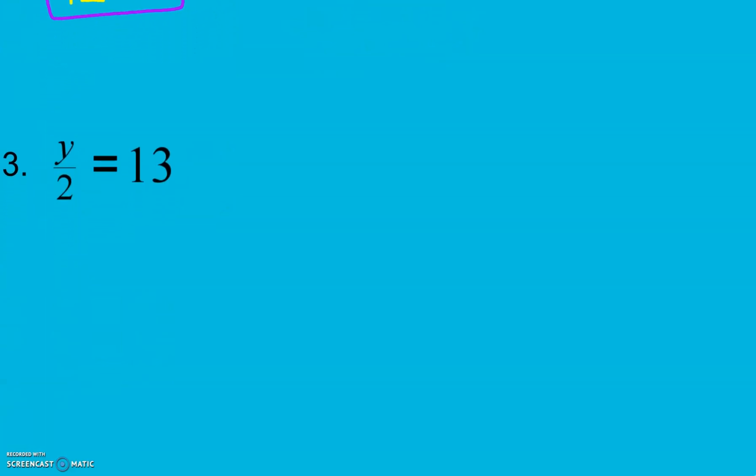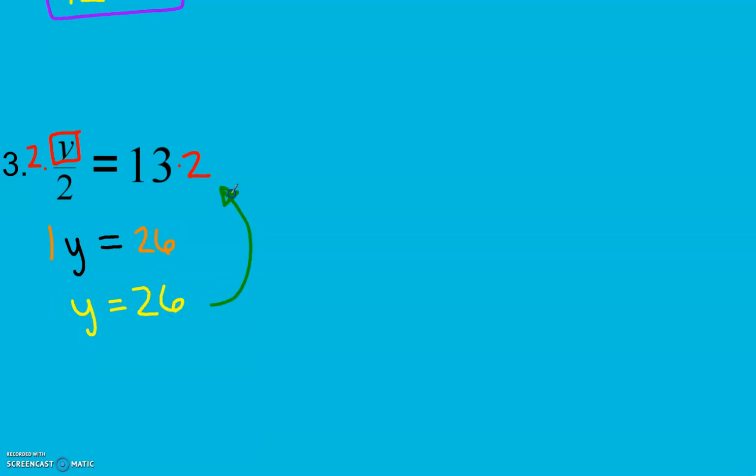And we're going to do the same thing on 3. Our variable is being divided here, so to get rid of division, we multiply. That's our inverse operation, and if I change one side, I have to change both equally. 2 divided by 2 gives me just 1. I still have my variable y. They're still equal since I did the same thing on both sides, and I get 26. 1 times y is just y, so I get y equals 26.